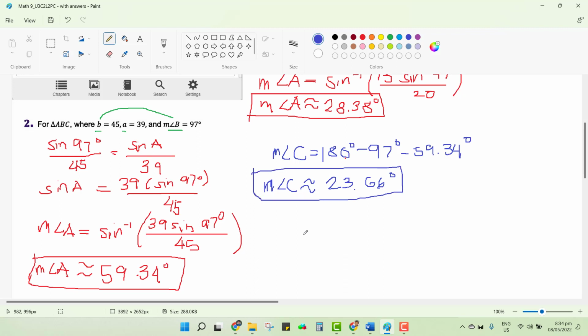Okay. Then we need to follow this by measuring or getting the value of the remaining side, which is here, side C, but using again the original pair instead of using two approximated values. So for this, you will need to use the same. So you have here sine 97, that's your given angle, over 45 is equal to sine C, angle C, 23.66 degrees all over the side measurement C that we would like to solve.